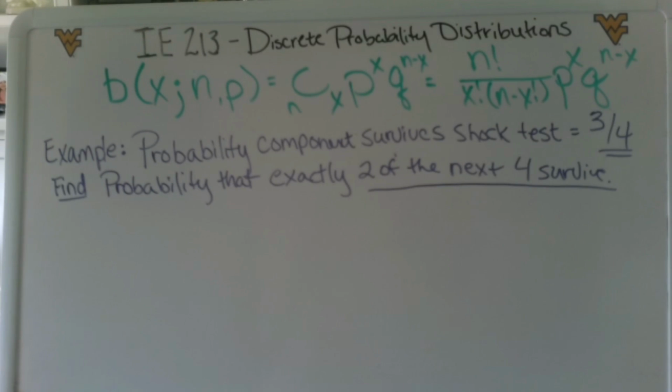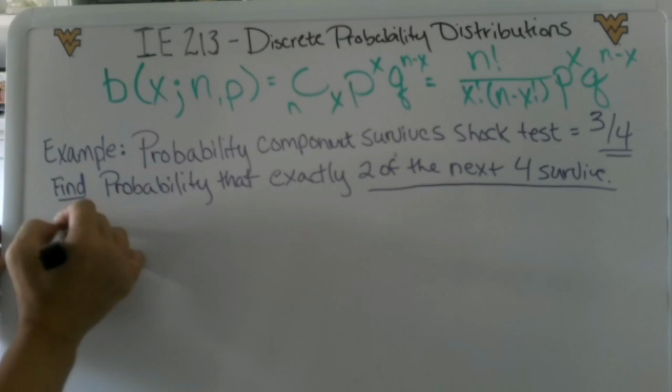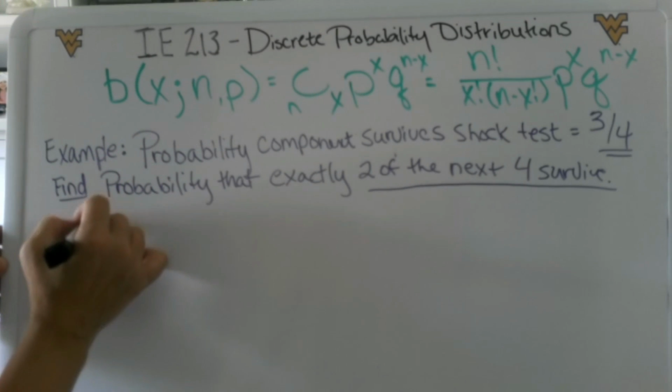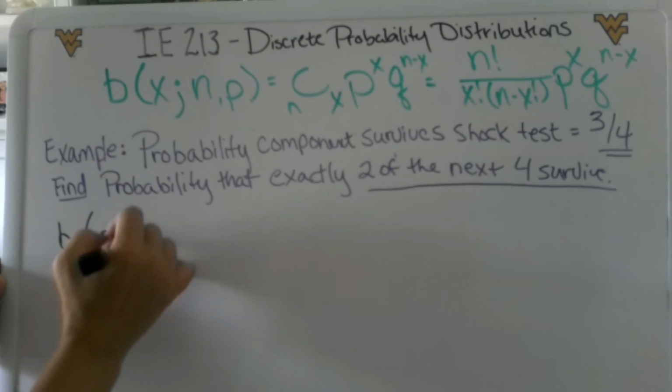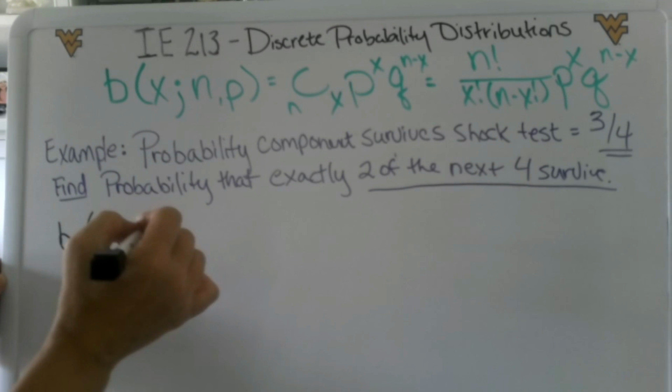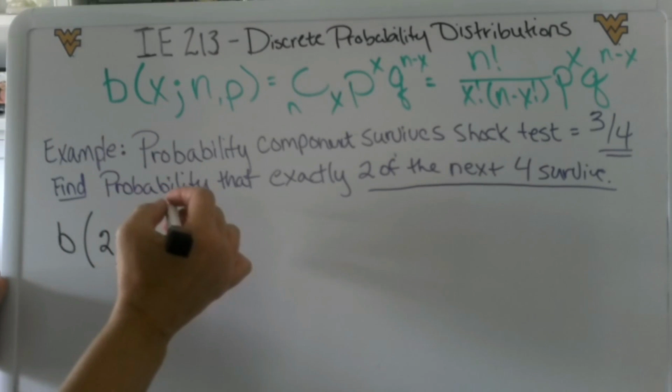Let's look at this example. The probability that a certain kind of component will survive a shock test is 3/4. Find the probability that exactly 2 of the next 4 survive. So I put our binomial formula at the top of our screen. So let's go ahead and fill that in. So we're going to look for our binomial. The number of successes is 2. So we're looking for 2 of the next 4 survive, and the probability of survival is 3/4.